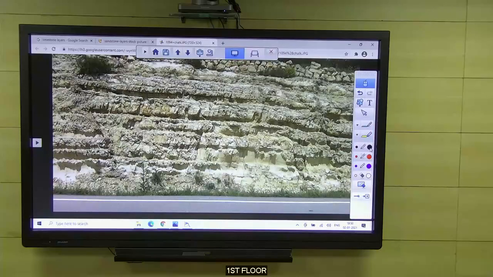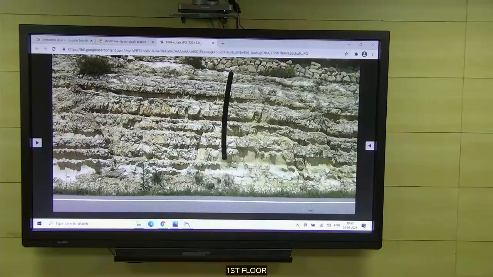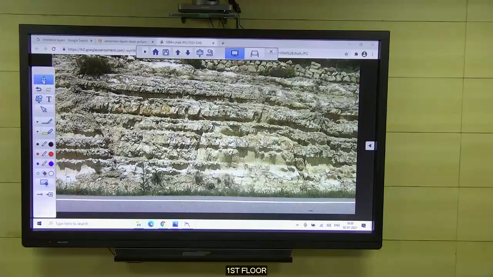See, this entire layer would have taken thousands of years to build, thousands of years. But we can destroy it in a matter of a few days if we want to mine a certain area. That's the power of human beings. Okay, we can change the landscape.